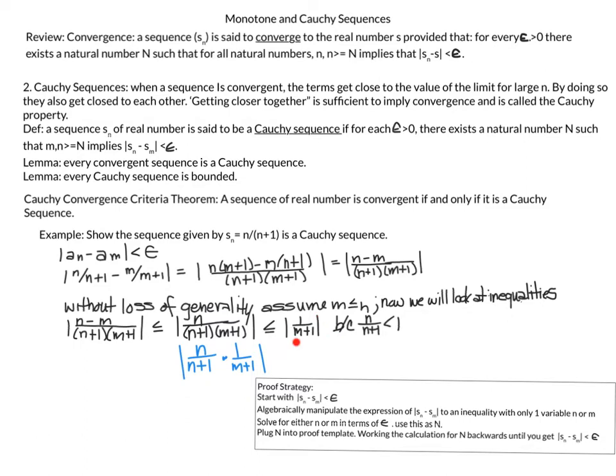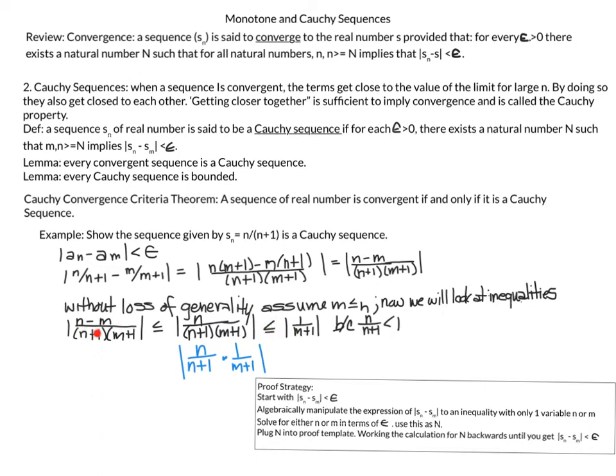And this is exactly what I mean by we're going to algebraically manipulate the expression until we have only one variable. In this case, we manipulated it until we only have m. And we did that by using these inequalities.